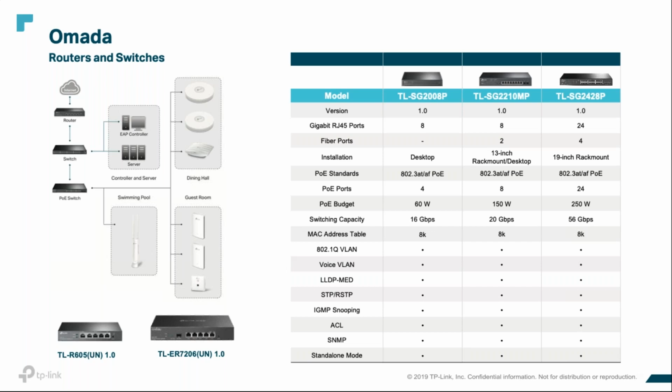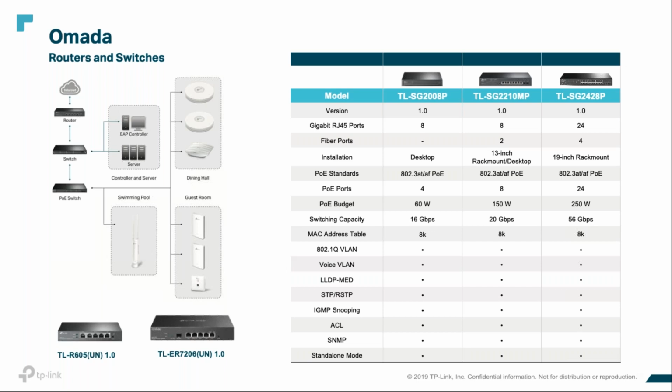And for the two routers, if you're familiar with the TP-Link product, the R605 was converted from the R600 VPN. All the features will remain the same, but it will be controlled by the Omada controller. So all the setup will be much easier than before.